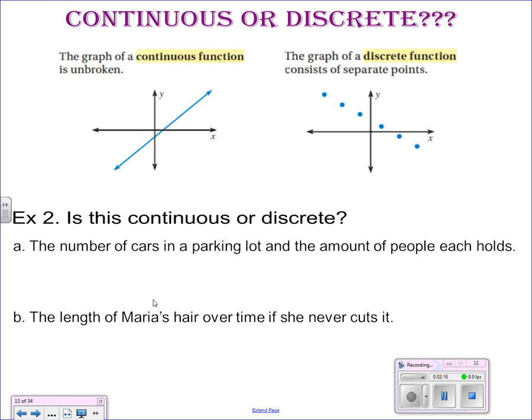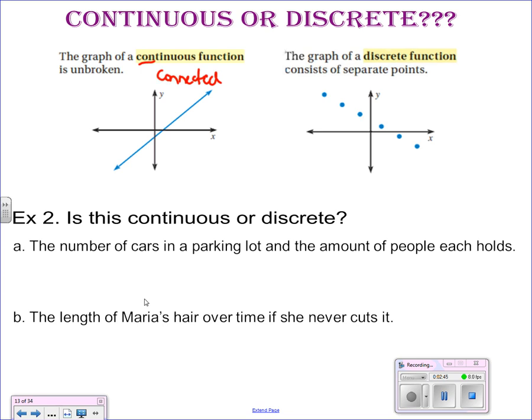Functions can be continuous or discrete. Continuous just means pretty much together or connected. Discrete means separate or broken. So again, continuous is connected. Discrete is broken or separate.